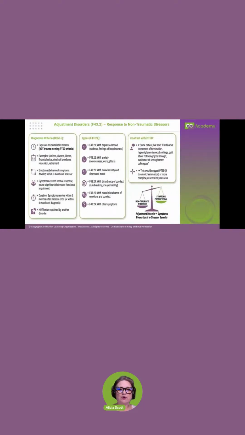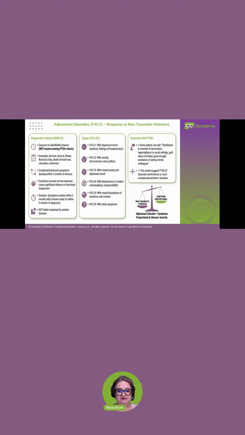Okay, now we're going to look at adjustment disorders. This is going to be F43.2, and it's different from PTSD because it's a response to non-traumatic stressors. So what's a non-traumatic stressor? We're talking about job loss, divorce, illness, maybe a financial crisis, death of a loved one, relocation, retirement, maybe. These are all stressful situations, but they're not the same as trauma that meets the PTSD requirement. The emotional or behavioral symptoms are going to develop within 3 months of the stressor. So something happens, and within 3 months, they're having these symptoms.